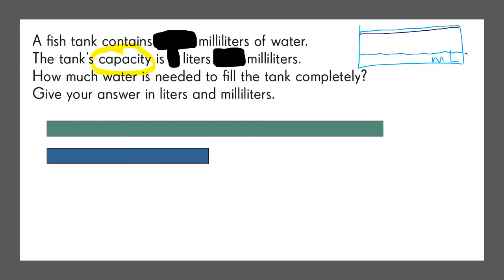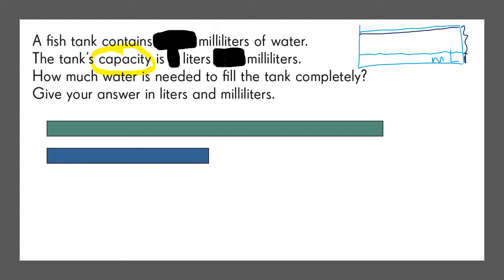So this is what we already have, and this is what we don't have in there yet. How much water is needed to fill the tank completely? So can you imagine you put some water in this fish tank, but you want to fill it up completely, and you need to know how much more water you need to fill it up completely.